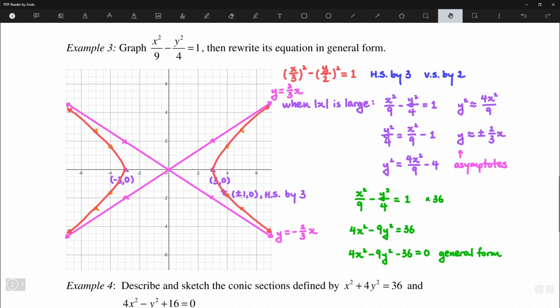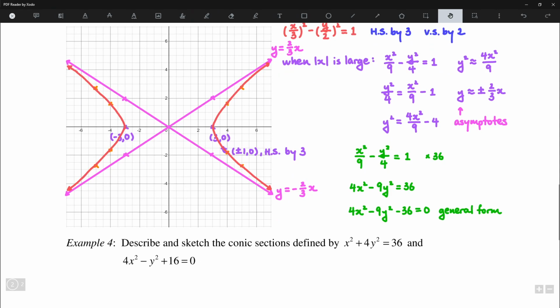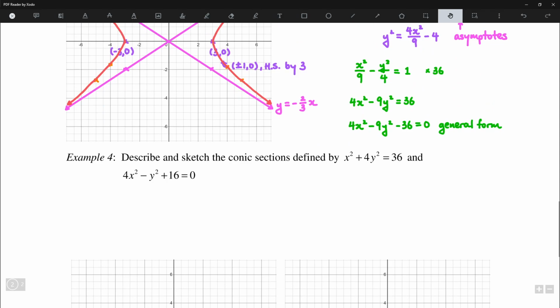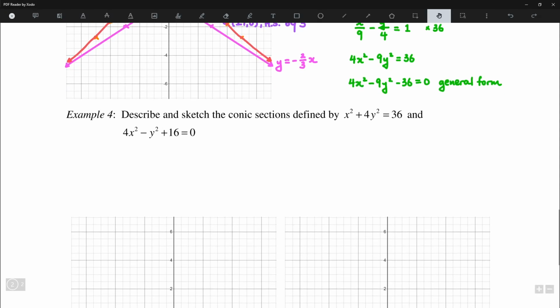Okay, so next up we have a different equation. We actually have two equations here. In the next part we have x squared plus 4y squared equals 36. That's our first part here. And then we also have 4x squared minus y squared plus 16 equals 0. So these are, of course, not written in the form that we're used to, kind of closer to the general form. And so we are going to rearrange these.